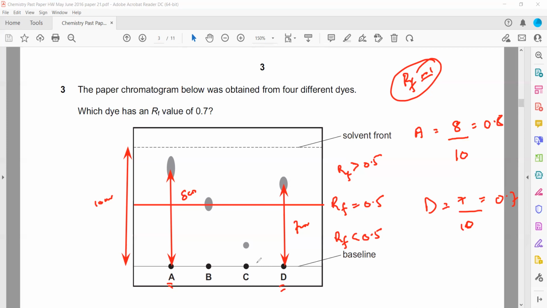So we can work out the RF value by using measurement. Use your ruler scale to measure the distance moved by the spot divided by the distance moved by the solvent. You don't have to measure for all of them, because if a spot is below the halfway it will be less than 0.5, and above the halfway it will be more than 0.5. So we just have to measure for A and D, and we can work out the final answer.